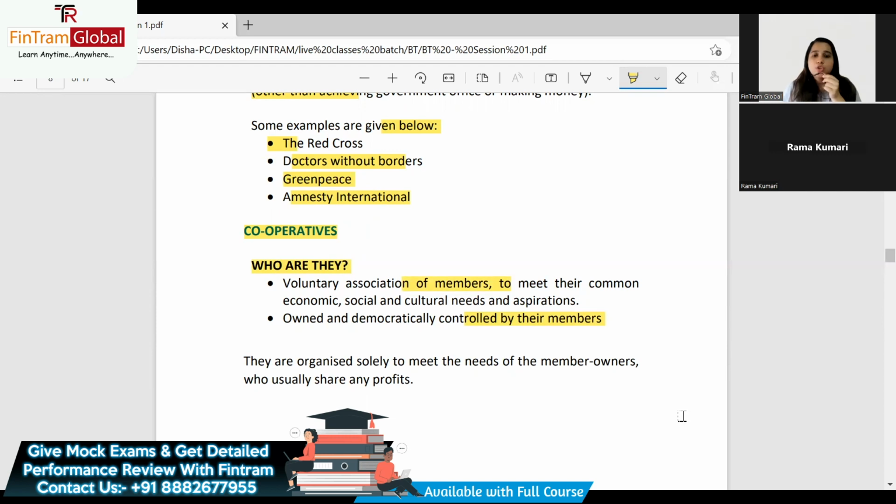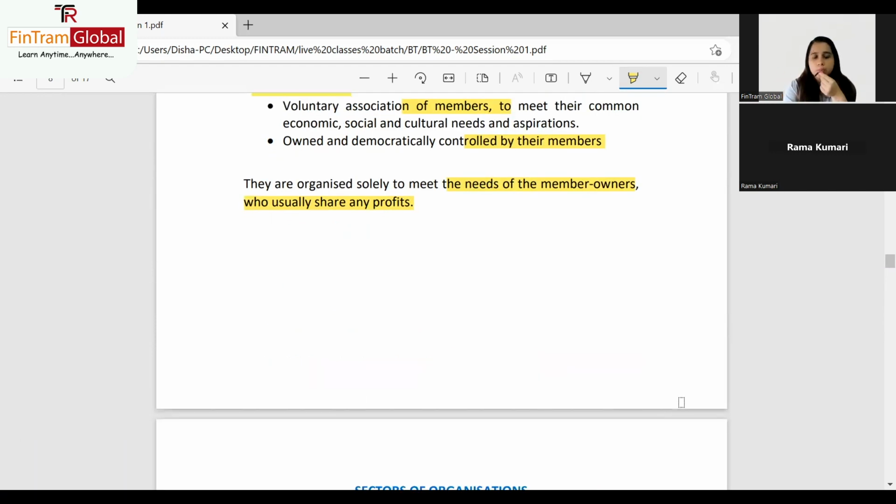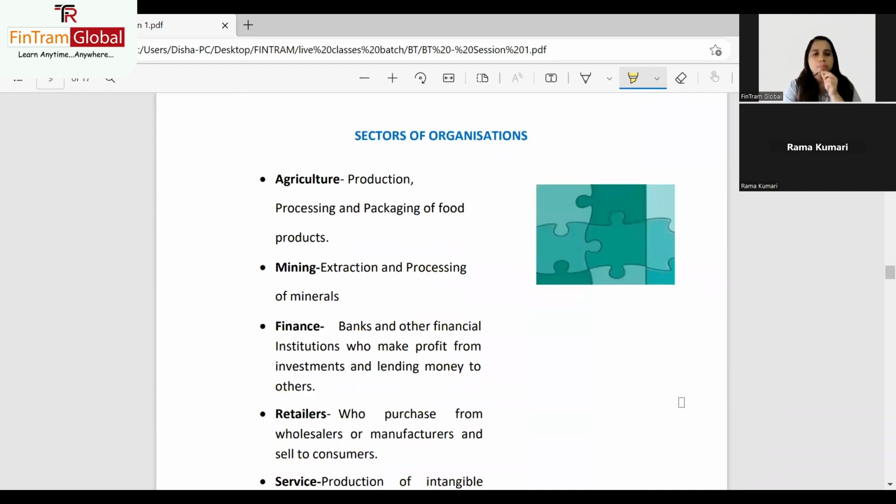Now, they are organized solely to meet the needs of those member owners only. And of course, they are going to be sharing those profits. So they had some goals, they have come together, they have made a cooperative, and that organization exists basically to meet whatever the needs of those people are. And of course, they will be sharing whatever profits they make.